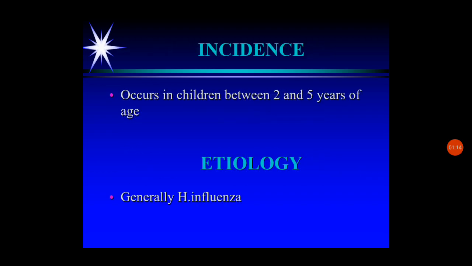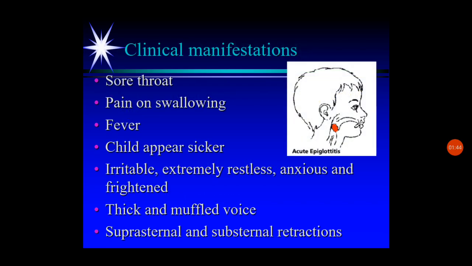Regarding the incidence, it occurs in children between 2 and 5 years of age. Compared to acute laryngotracheobronchitis, which was more common among small children, like 6 months and above, epiglottitis is now very common at 2 to 5 years of age. So there are some differences between these diseases also. Regarding the etiology, it is more common with Haemophilus influenzae.